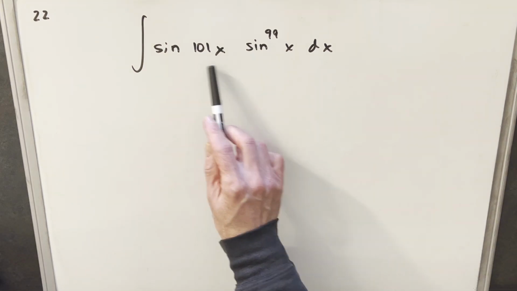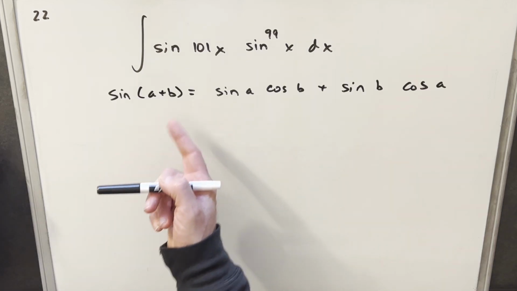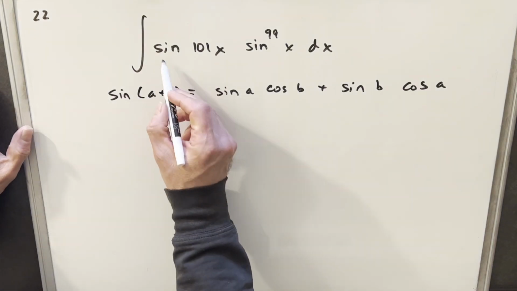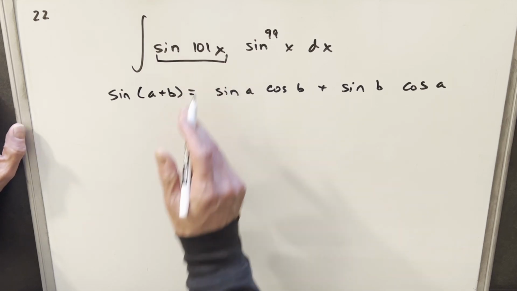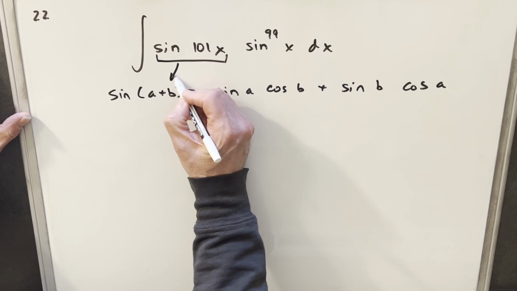The fact that we have a different angle on the sines and we get this large power, there's a lot of problems here. So I thought what we could try maybe was using some trig identities, particularly the angle sum formula for sine. Okay, so we have here our angle sum formula for sine, and we're just going to focus on this piece, this sine 101x, and try to break up this angle in a way that's going to help us.